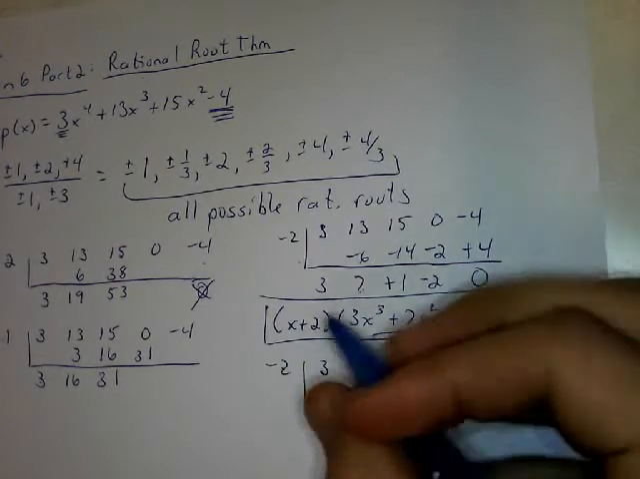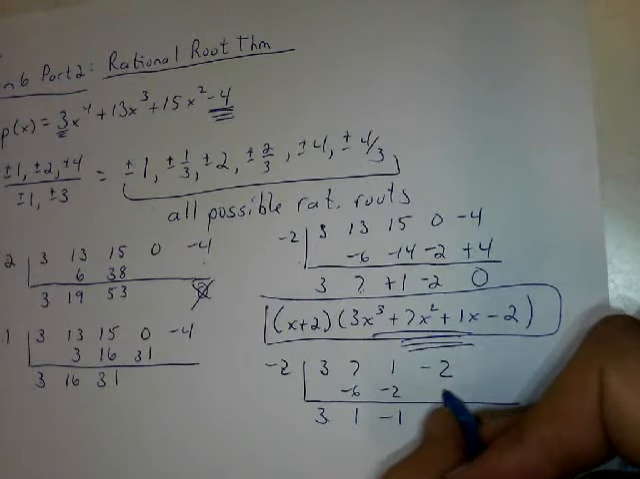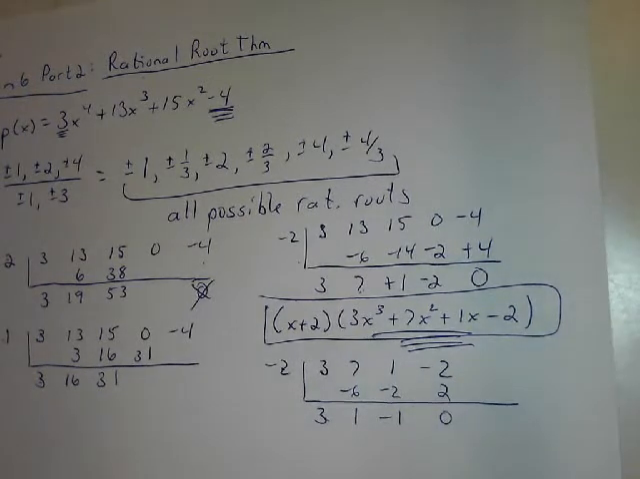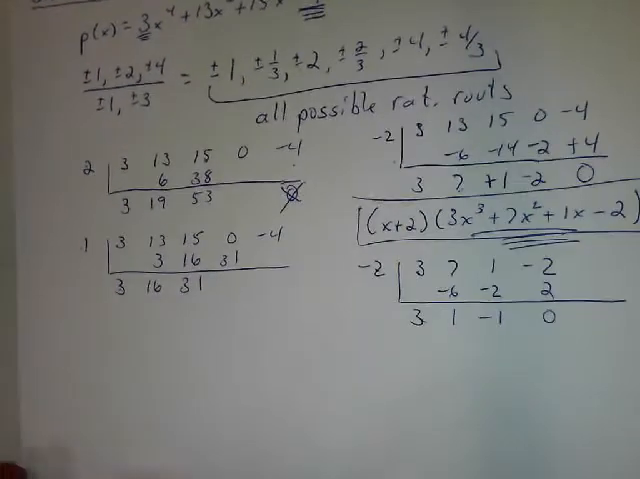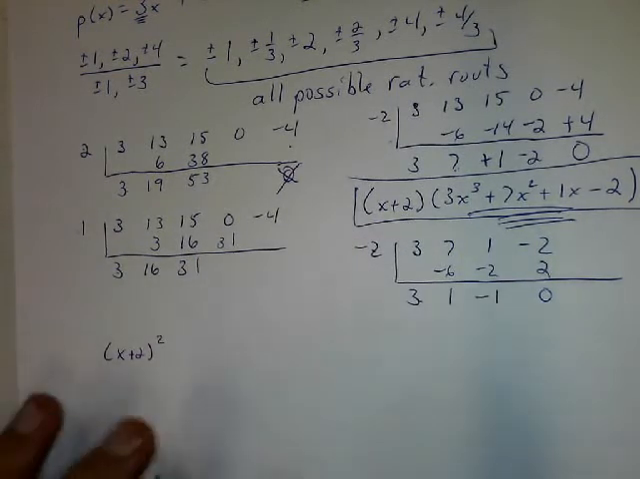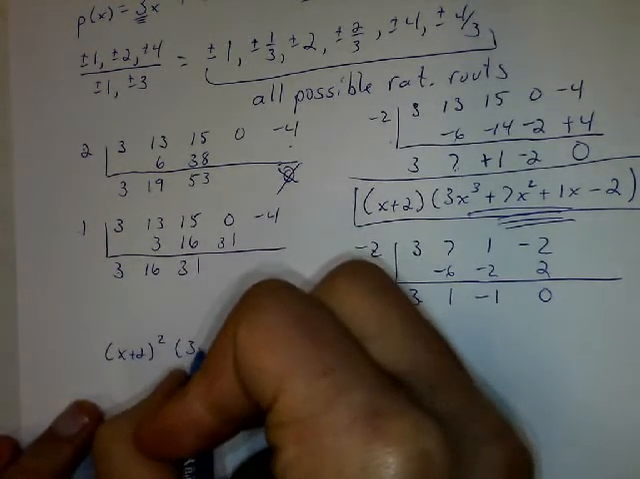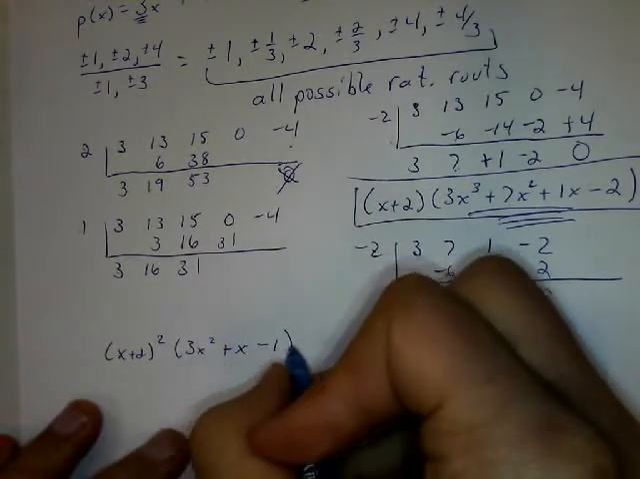So if we try it again, -2 times 3 is -6, you get 1. -2, you get -1. I think it actually works. And there you go. It's a good thing you tried. So now we know the factors are (x plus 2) squared times (3x squared plus x minus 1).